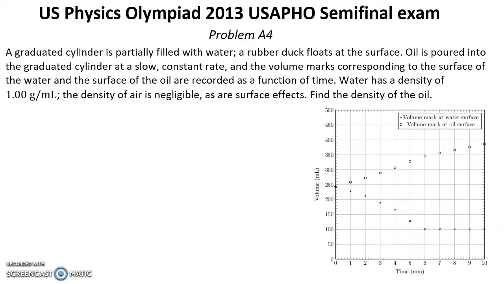A graduated cylinder is partially filled with water. A rubber duck floats at the surface. Oil is poured into the graduated cylinder at a slow, constant rate, and the volume marks corresponding to the surface of the water and the surface of the oil are recorded as a function of time.